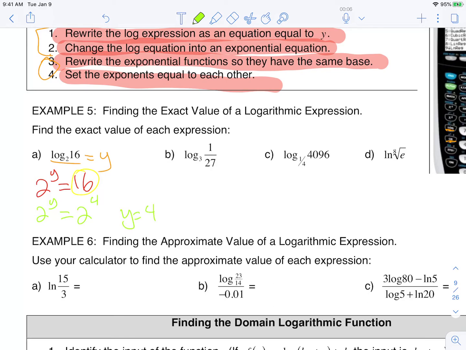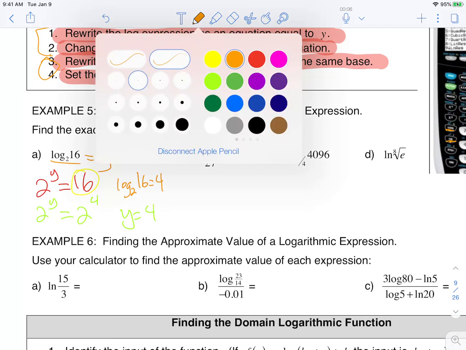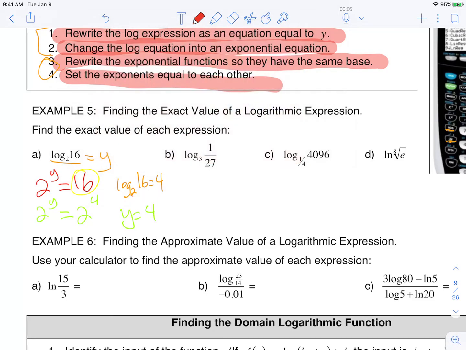Or in other words, log base 2 of 16 is equal to 4. And basically what this logarithm is asking, it's a question, is what do I raise 2 to get 16? And the answer is 4. So the logarithms here are asking a question, and the way we set it up is answering that question.